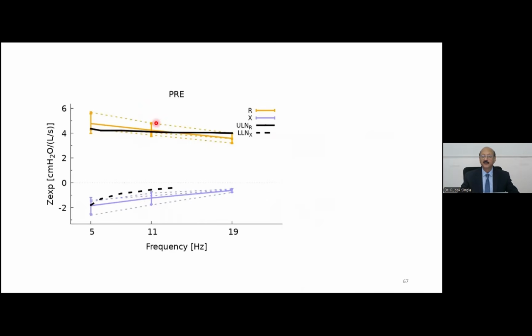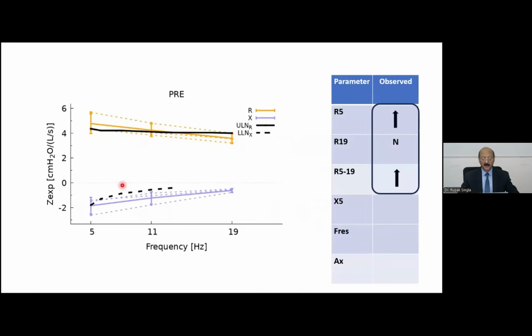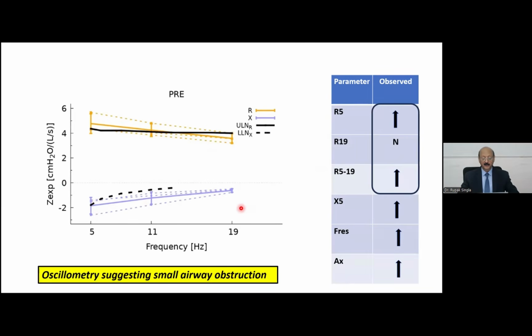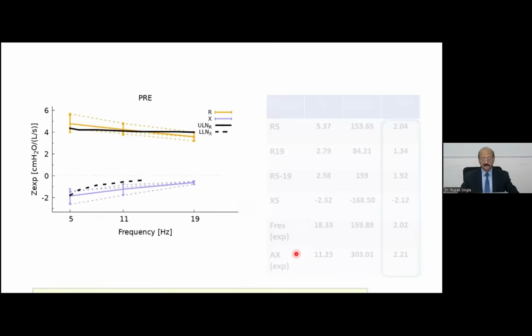When we look at the oscillometry, R5 is increased above the black line, R19 is within normal range, and R5 minus R19 is increased. Look at the reactance: X5 is increased, FRS is increased, and the area of reactance is increased. So you find all the parameters are increased except R19. So again, it indicates small airway obstruction.